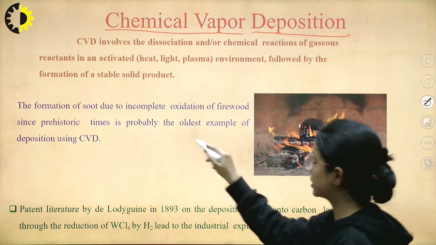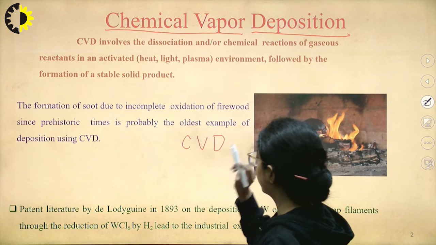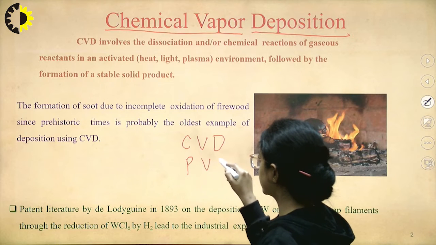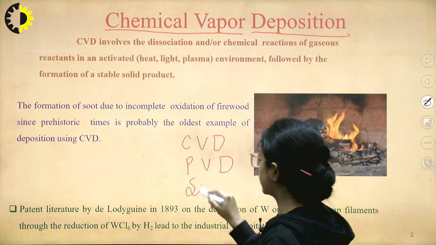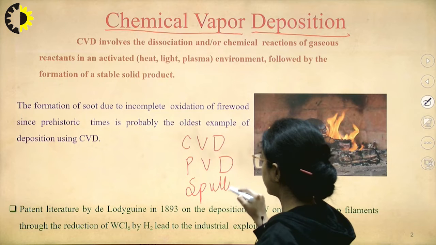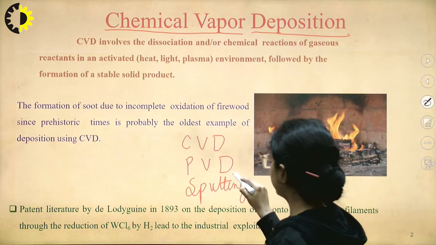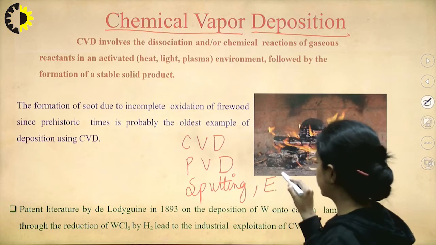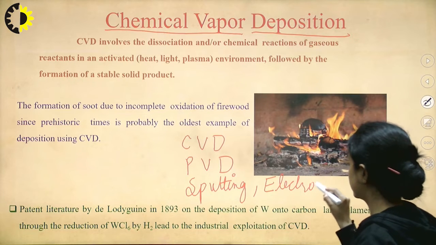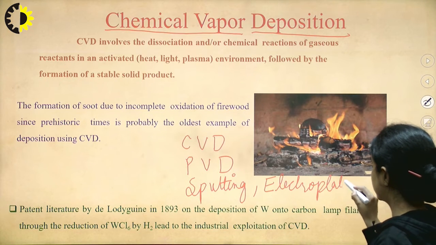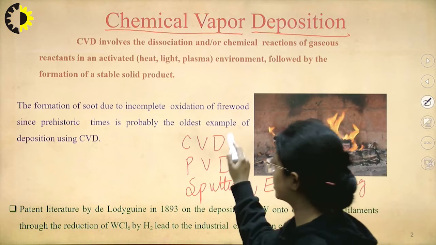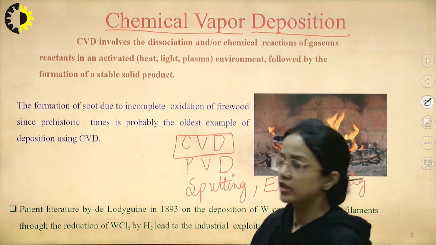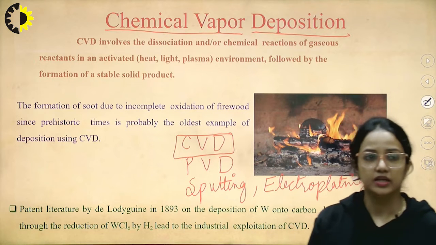Other than chemical vapor deposition, we have physical vapor deposition, we have sputtering, we have electroplating. So there we have different methods, but presently we are going to discuss chemical vapor deposition.